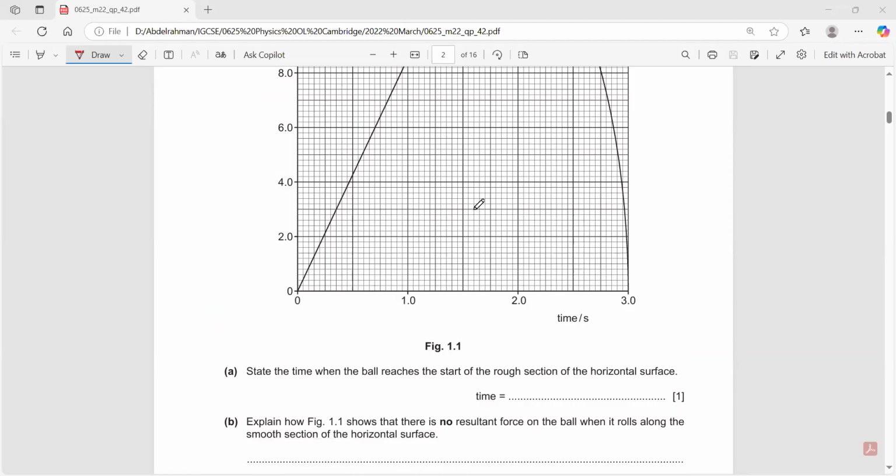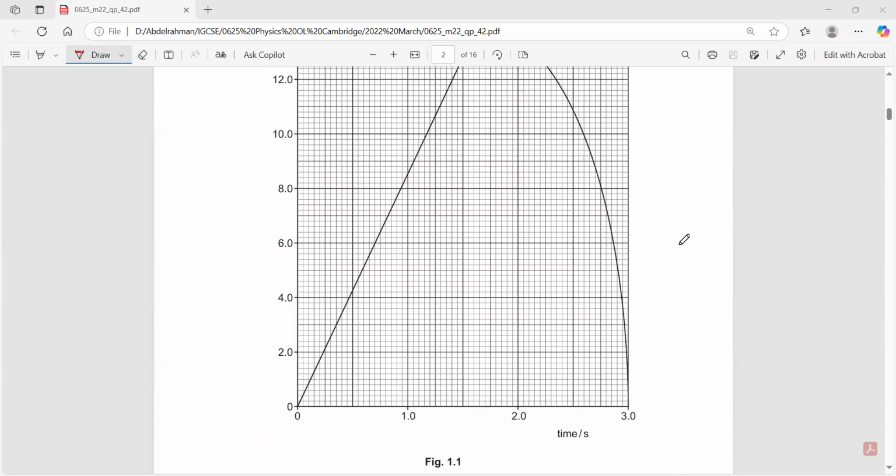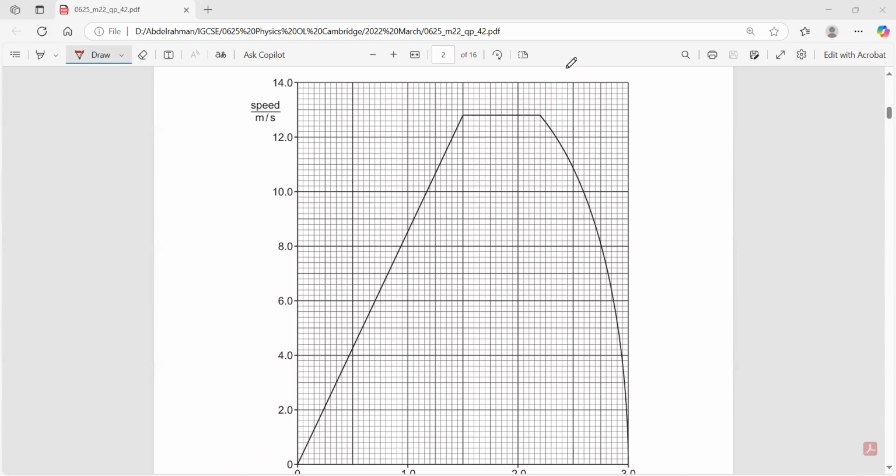It was going down a slope and then onto a smooth surface, then to a rough section. What happens to the speed of the ball in the rough section? It starts to decrease. Why? Due to friction. When did the speed of the ball start to decrease? At this point exactly. What is the time that corresponds to this point?